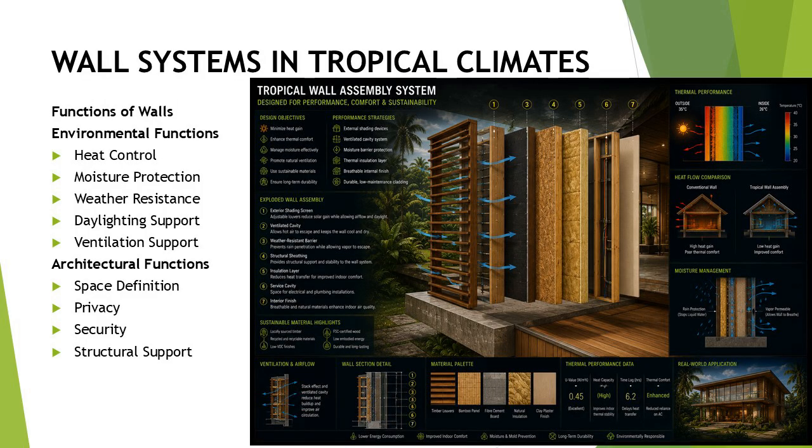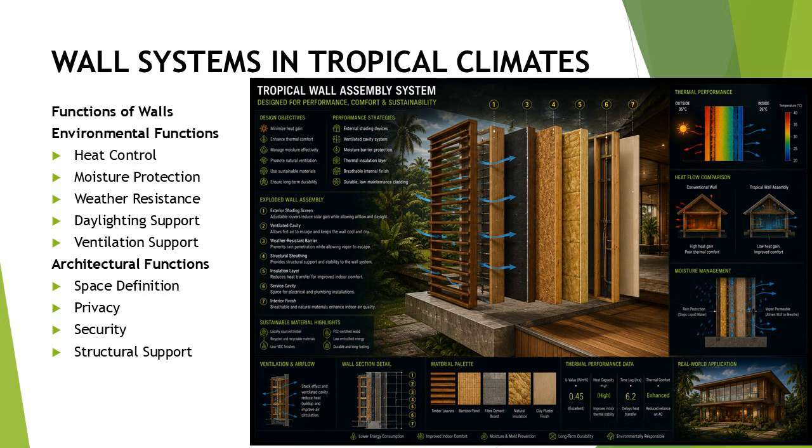After roofs, walls become the next critical building envelope component. Walls do far more than simply separate interior and exterior spaces. They regulate environmental exchange. Every wall interacts continuously with heat, moisture, air, and light.